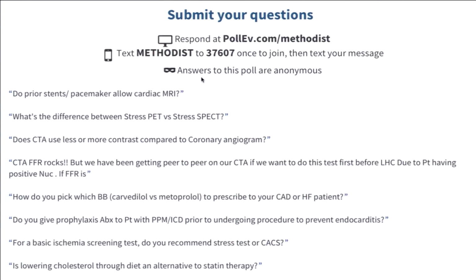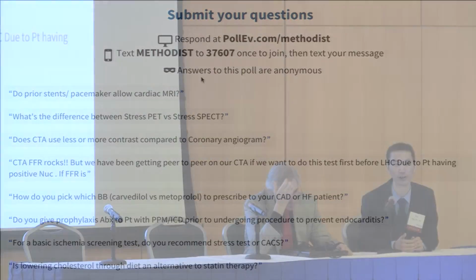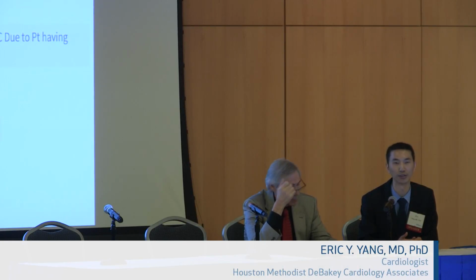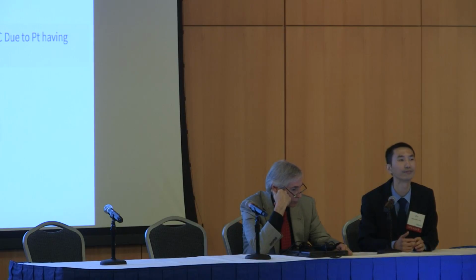They're not a contraindication. They're actually considered MRI conditional, and at our center, we have a protocol that allows us to do all cardiac devices, any pacemakers, any defibrillators. Stents are not a contraindication either.